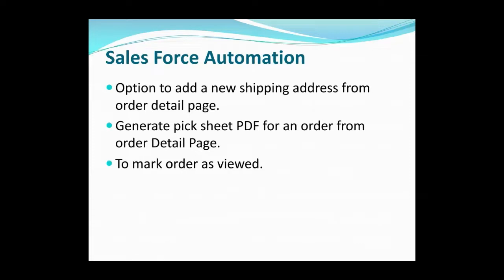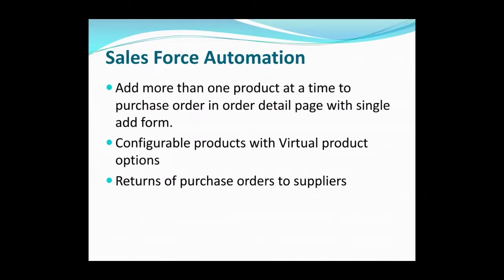Option to add a new shipping address from the order detail page. Generate a pick sheet PDF for an order from the order detail page, and mark the order as viewed. And add more than one product at a time to a purchase order in the order detail page with a single add form. And also configurable products with virtual product options, and returns of purchase orders to suppliers.